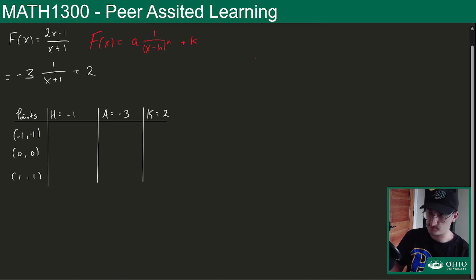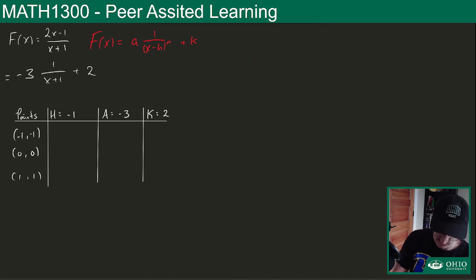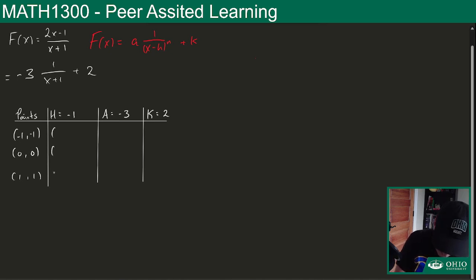Now let's just go through and apply theorem 3.2. So I can take my h value and add it to all my x values. So negative 1 minus 1 is negative 2. 0 minus 1 is negative 1. 1 minus 1 is 0. All the y values stay the same.